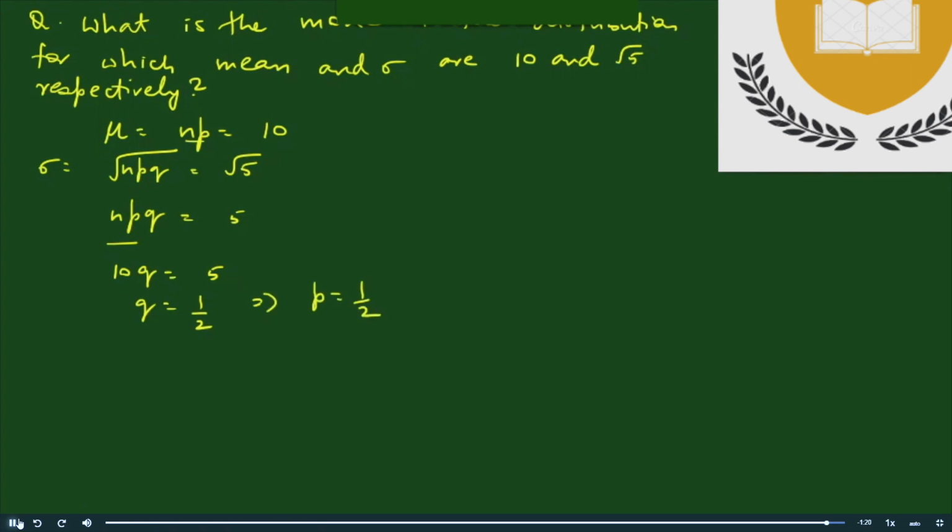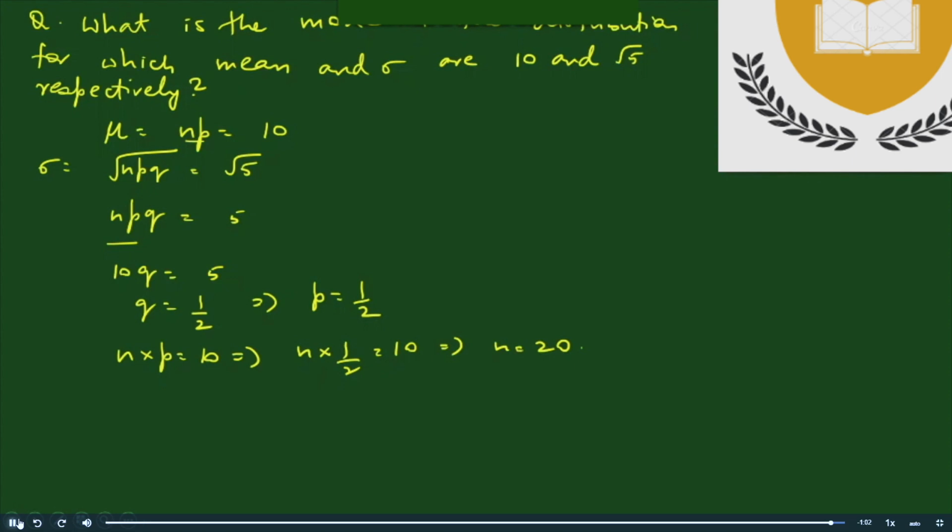Okay, so now we have to calculate n. npq is 5, we'll take np. np, n into p, is 10. n into 1 by 2 is 10. So n is equal to 20.